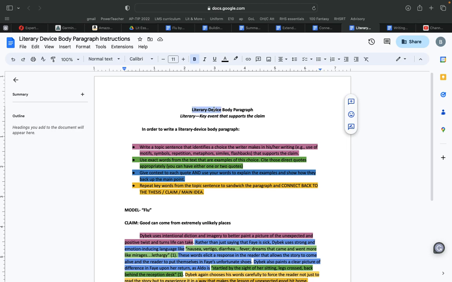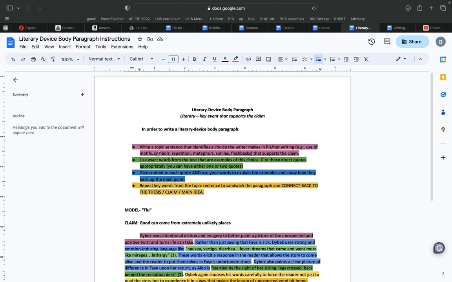I called it literary analysis. I called it literary example. I don't know. It's literary device paragraph. So it's basically the stylistic choices that the author makes. So you're going to zoom in on how the author actually wrote the book and how that helps prove your main idea. So just like always, topic sentence that tells me what you're about to prove.